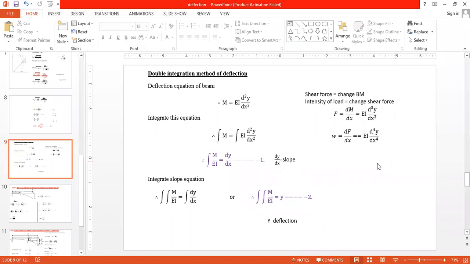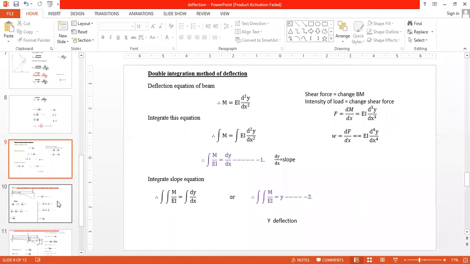Now I will go one by one through each case. You have to remember this equation. First integration of M by EI is dy by dx. Second integration of M by EI is y. First integration is slope, second integration is deflection. Now we will apply this concept for different types of beams.